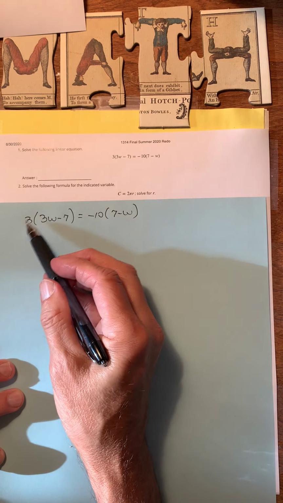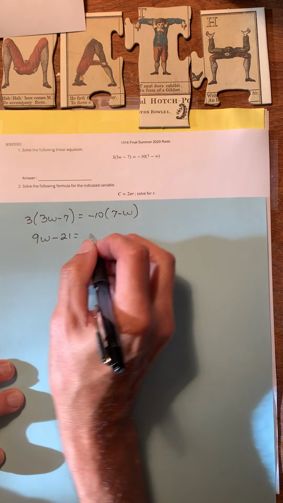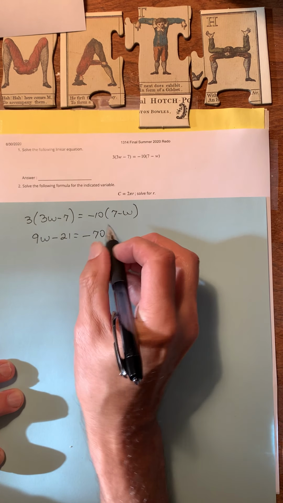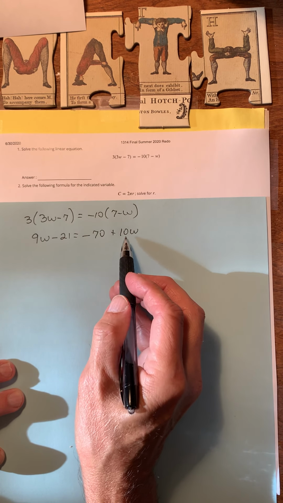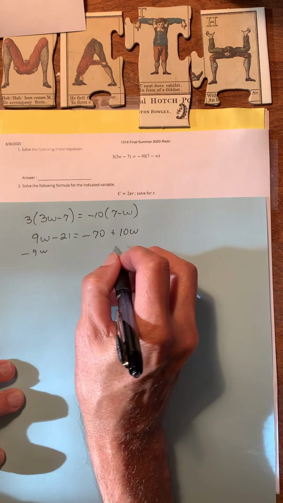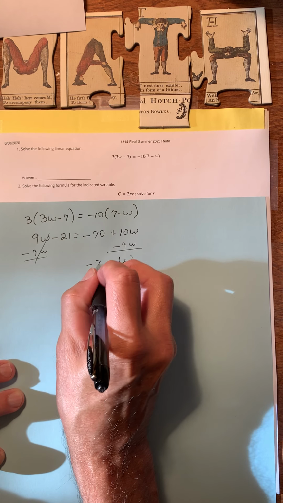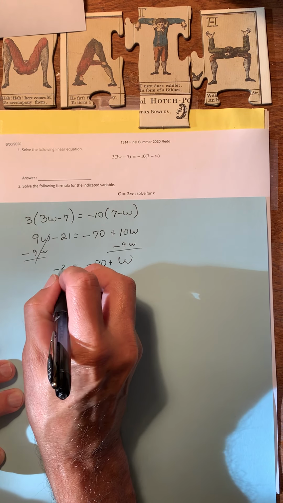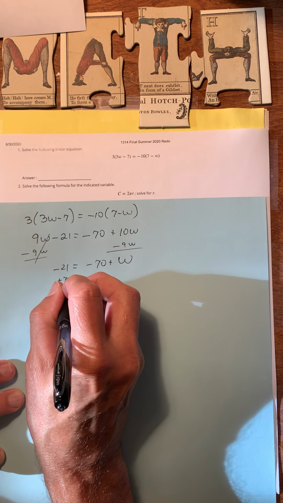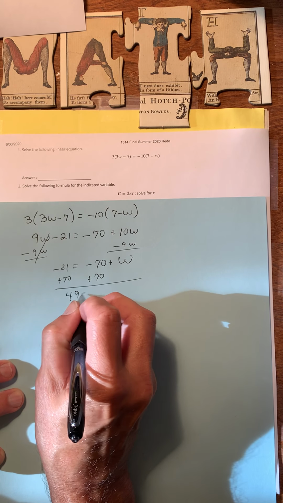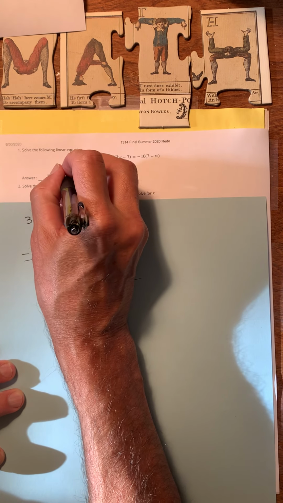Obviously, the first thing you're going to do here is distribute. Let's do that. Negative times a negative is a plus. Hey, there's more W's over here, so I'm going to subtract 9W. Get W by itself, do the opposite, add 70, and I'm finished. So the answer is W equals 49.